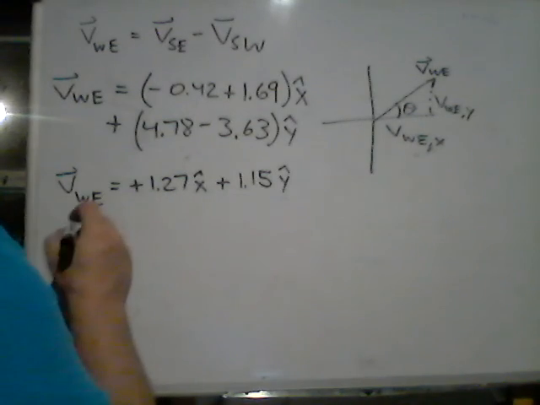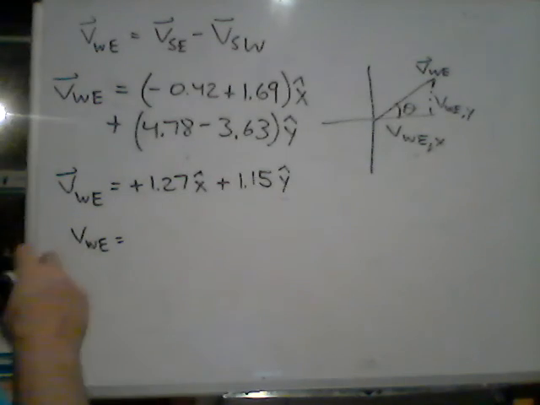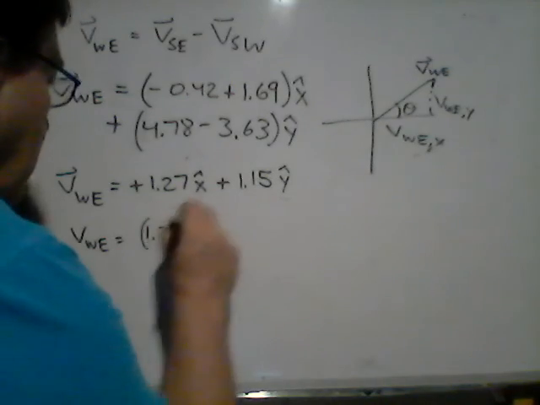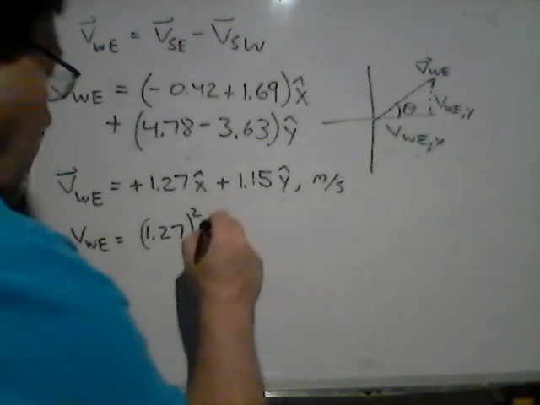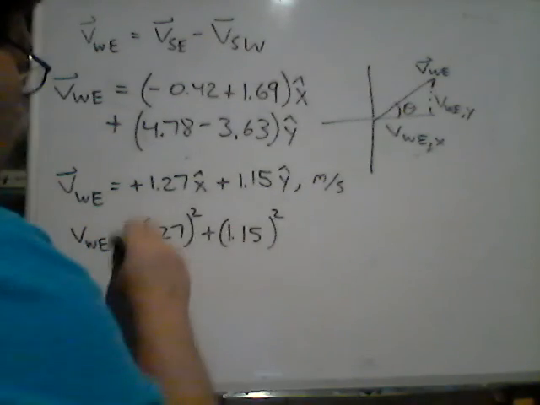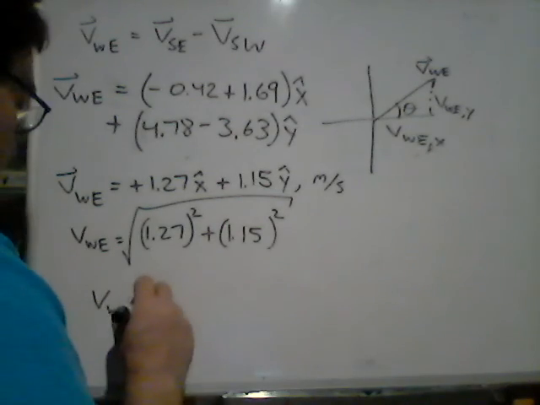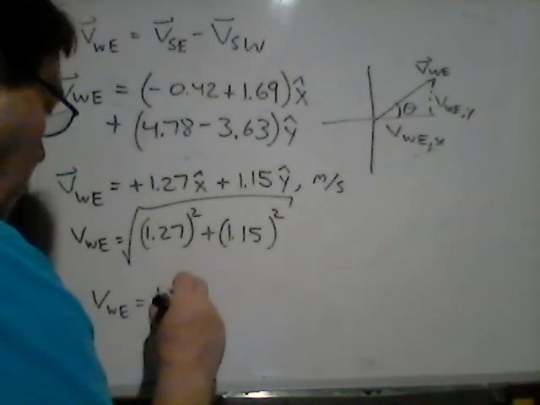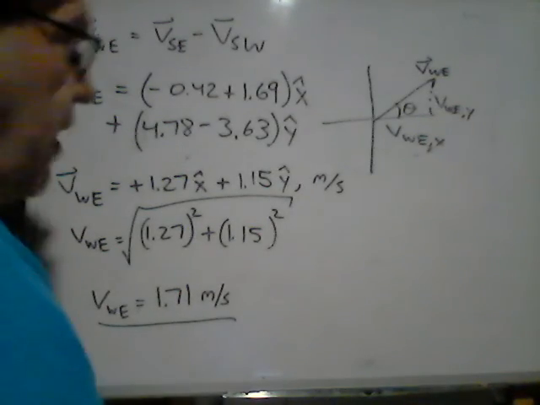I want to find V sub WE, the magnitude of it. It's going to be the square root of 1.27 squared, again, this answer is in meters per second, 1.27 squared plus 1.15 squared, square root of all that. I find that the magnitude of V sub WE is going to be 1.71 meters per second. That's the magnitude of the Gulf Stream. I need to find the angle.